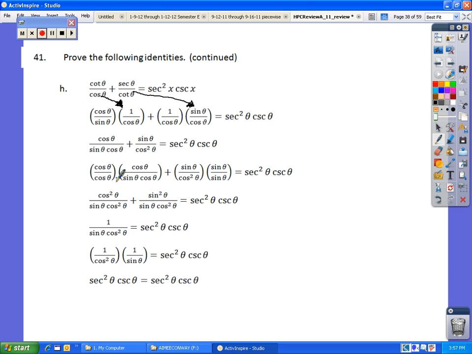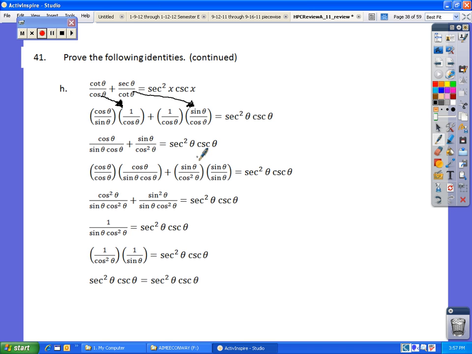Now, what I'm going to do is factor out a cosine and get a common denominator. If you multiplied this whole thing by cosine squared, you'd actually be multiplying by something too much because you already have a cosine. So you really just need to multiply by 1 cosine, which would make that cosine squared. So cosine over cosine gives you cosine squared over sine cosine squared.